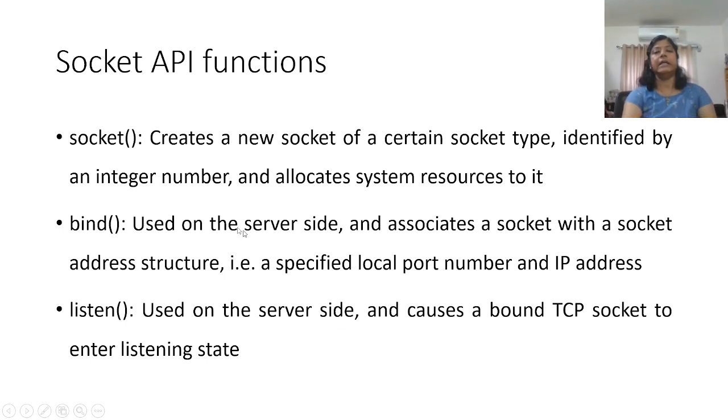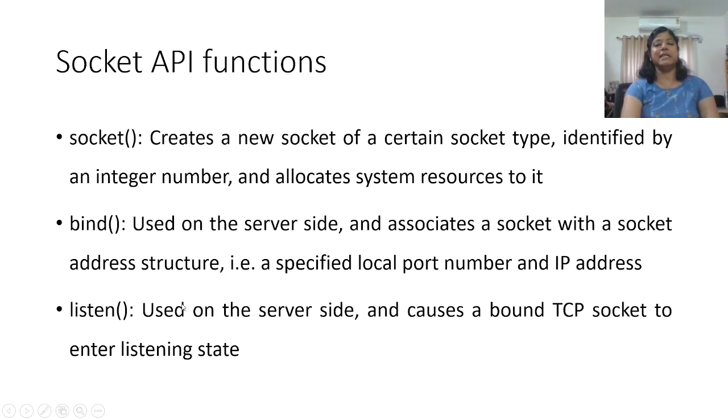Now we will discuss the various socket API functions. First function is socket. As the name implies, it is used for the creation of a new socket of a particular socket type. It is identified by an integer number and it allocates the system resources to it. Bind is used on the server side and associates a socket with a socket address structure, that is, a specified local port number and IP address.